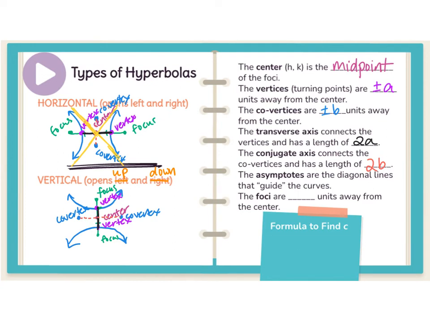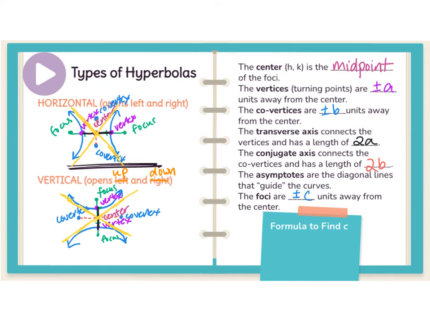Now keep in mind that hyperbolas, the equation of hyperbolas, which we'll talk about here in a minute, are a type of rational function, and rational functions have asymptotes. And then the foci are going to be plus minus c units away from the center.